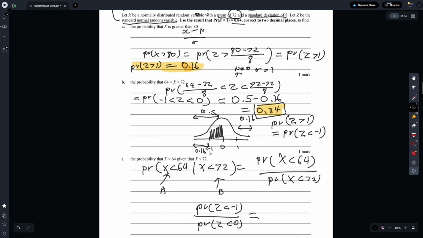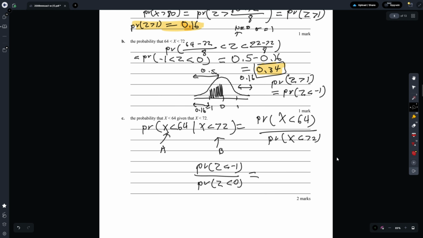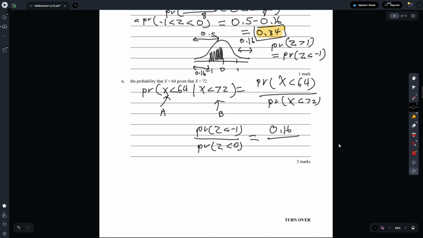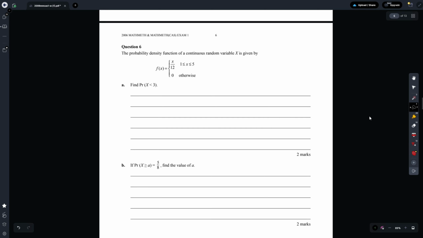And we looked here, a Z value of less than -1 is equal to 0.16. And a Z value of less than 0, right here, where this is 0, is actually 0.5. So that leaves us with 16 on 50, as we're just moving these 2 decimal places to the right. Simplify that further by doing 8 on 25. That's our answer. Next question.